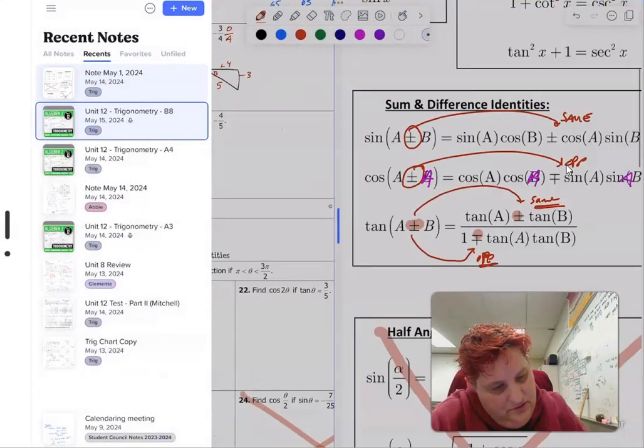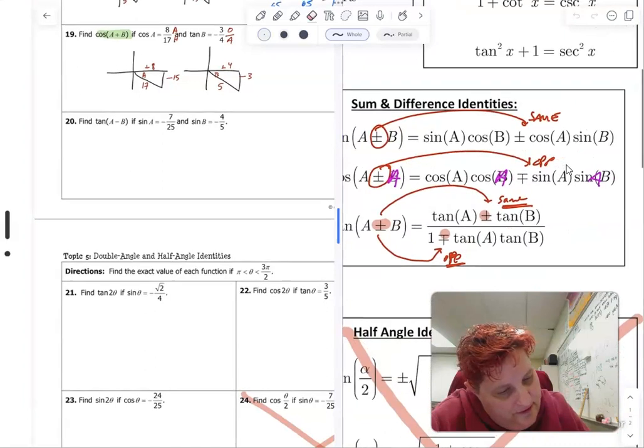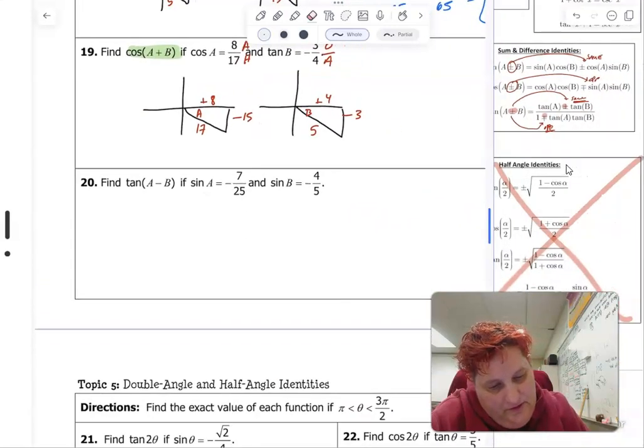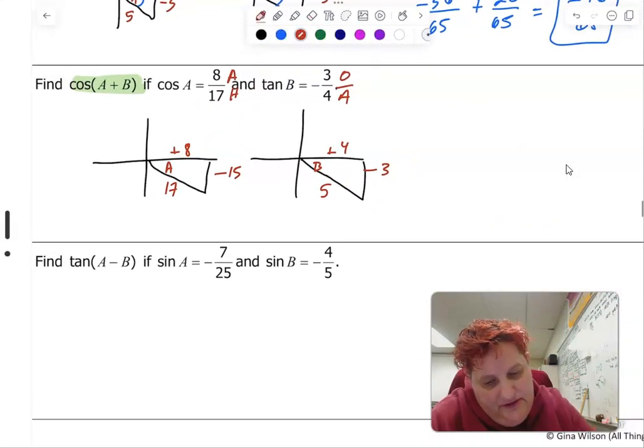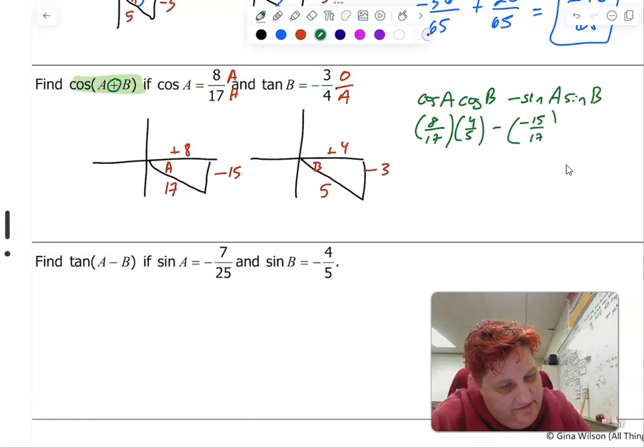So I go over to my sheet. Cosine of A plus B goes cosine, cosine, opposite, sine, sine. So when I write this, I'm going to go cosine, cosine, opposite, this was a plus, so I'll do minus, sine, sine. Cosine is adjacent over hypotenuse, so 8 over 17 and 4 over 5. Sine is negative 15 over 17 and negative 3 over 5.